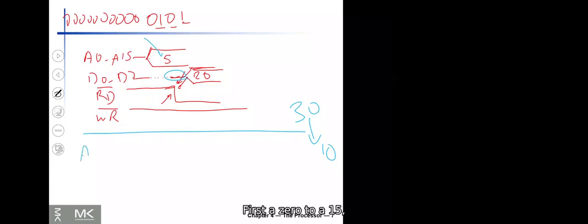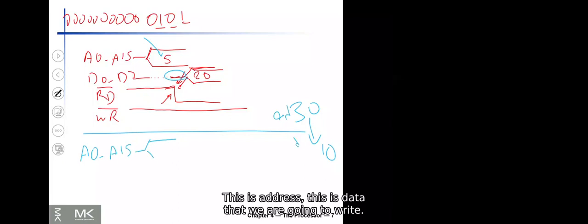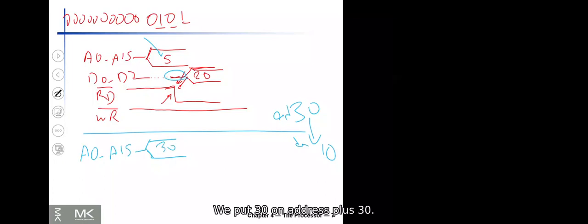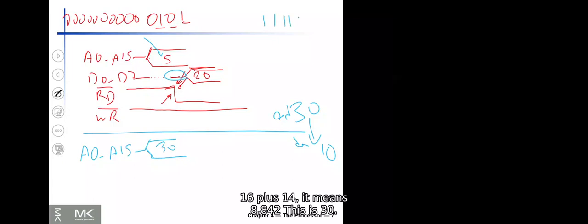Here, first, A0 to A15. So we put the value of address, and this is the data that we are going to write. The value of address is 30. We put 30 on the address bus. Again, we can see what 30 is. 30 is 16 plus 14, which means 16, 8, 4, 2. So this is 30. Am I right? Yes. This is 30, and the rest is 0.